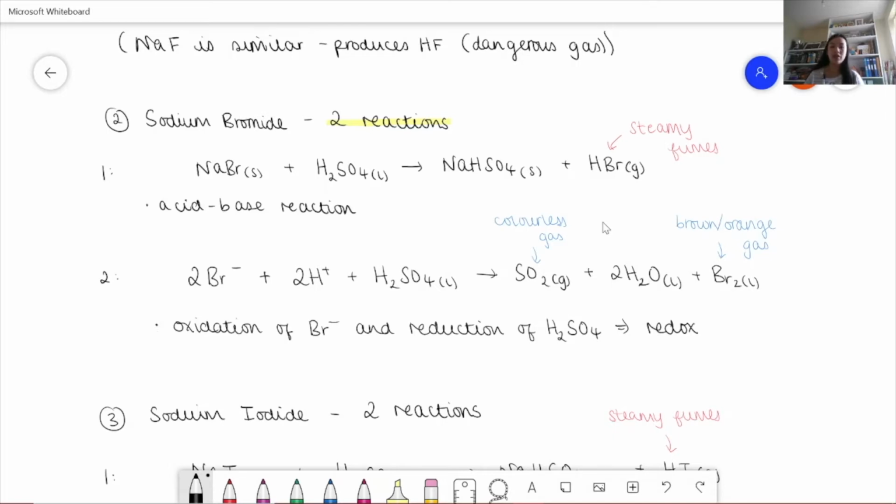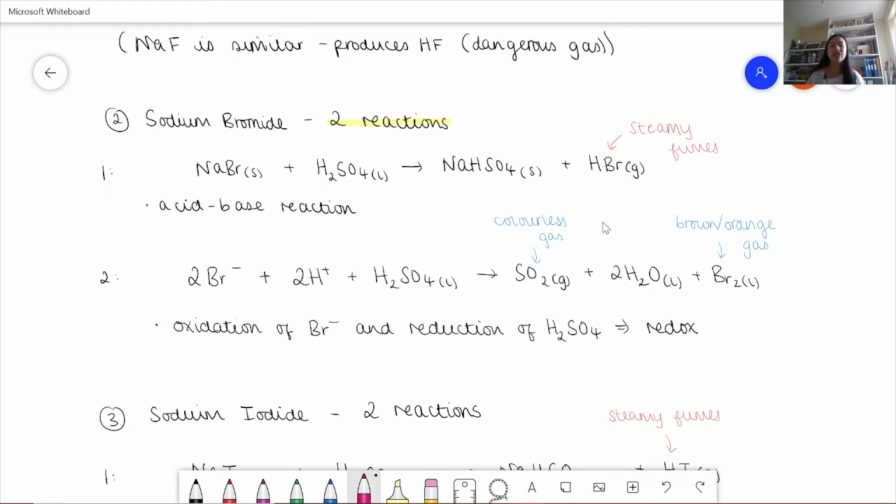The really important thing to remember about these reactions is what is formed and how they have distinctive features. We get steamy fumes, sulfur dioxide is a colourless gas, and bromine is a brown-orange gas, because you'll be asked questions as to what's produced and also what you would expect to see.